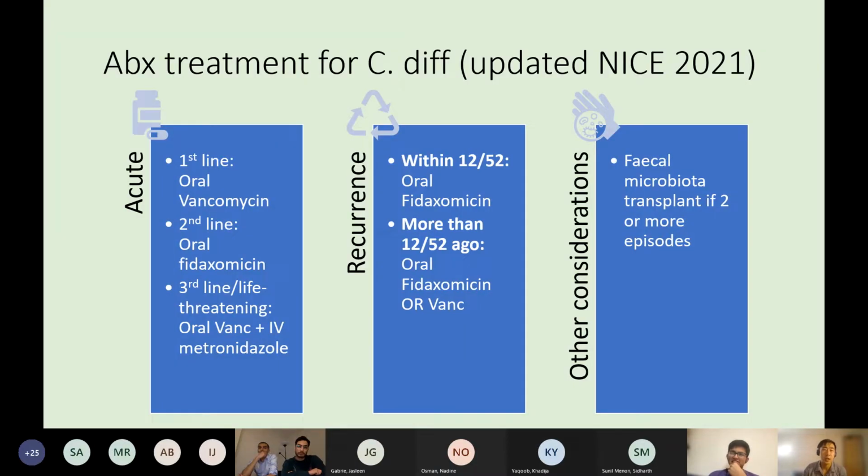So here's a nice summary of the NICE treatment for antibiotics. In an acute presentation, you give oral vancomycin first line, second line is fidaxomicin, and like I said, if it's third line or life-threatening features, you give oral vanc and IV metronidazole, and that's when you give the higher dose of vancomycin.